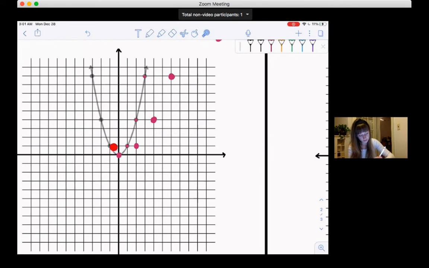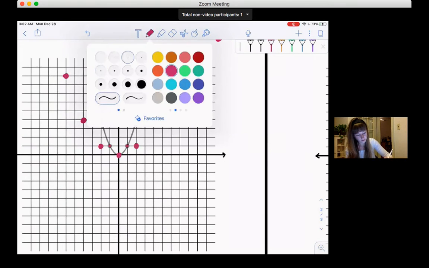And then this side is going to be the same except negative. So this starts at -1, multiply it by 2 to get -2. This starts at -2, multiply by 2 to get -4. This starts at -3. If we multiply by 2, we get -6.